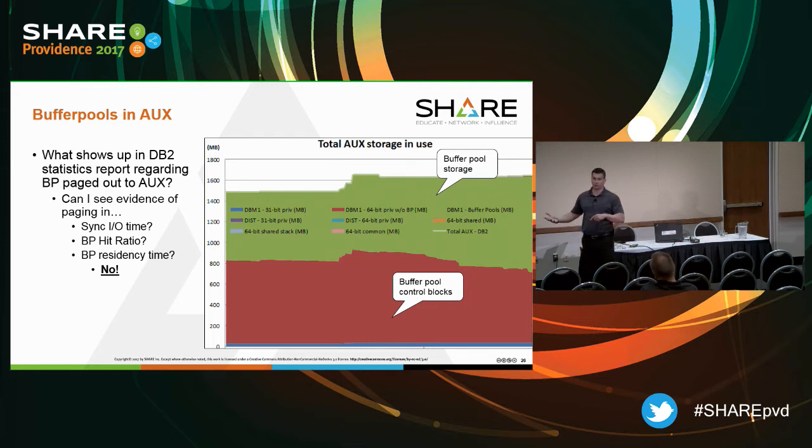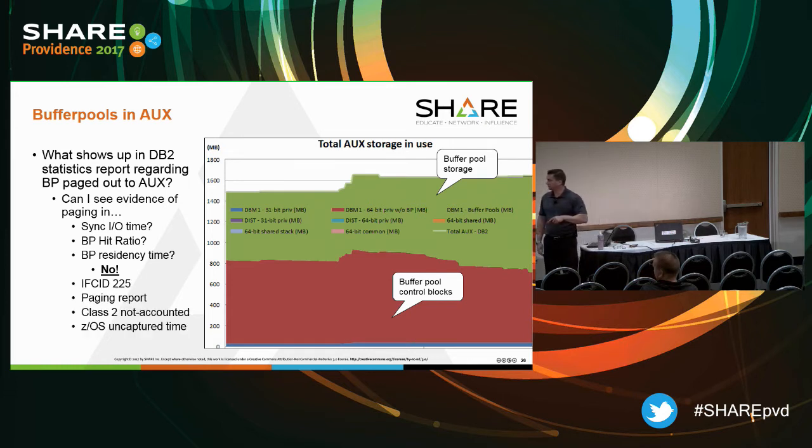The elapsed time will go up on the application and you'll see CPU burn. Where is it? IFCID 225, the paging reports, you'll see class 2 not accounted. That's a good one if you're paging a lot. And then uncaptured in z/OS.